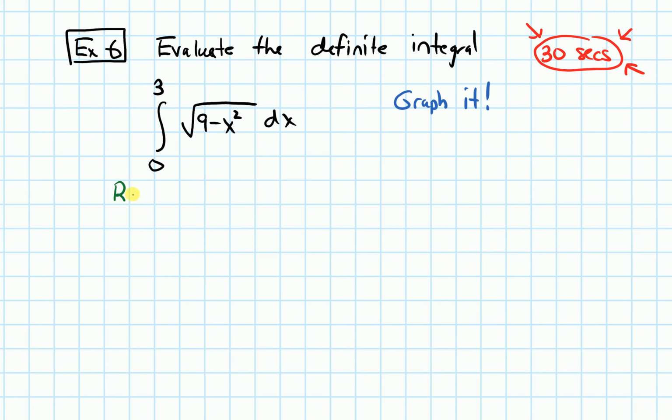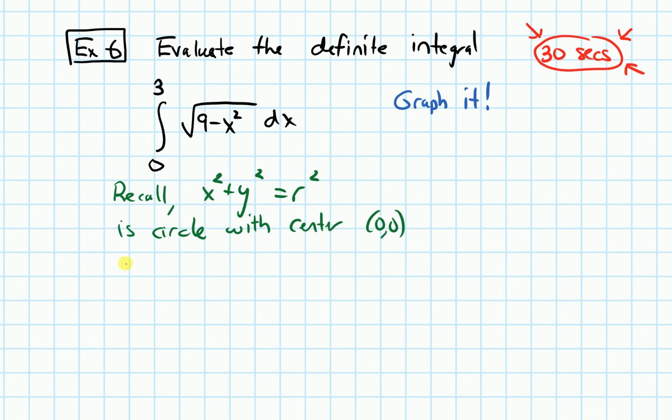So recall that when you have x squared plus y squared equals r squared, this is a circle with center 0, 0 and radius r. So looking at this, it might not be clear. Wait, this looks different from what I have. I have the square root of some number minus x squared. But it turns out it's derived from a circle equation, and we'll talk about how.